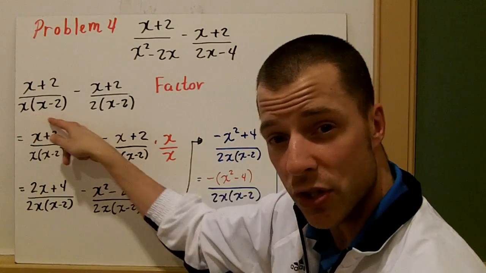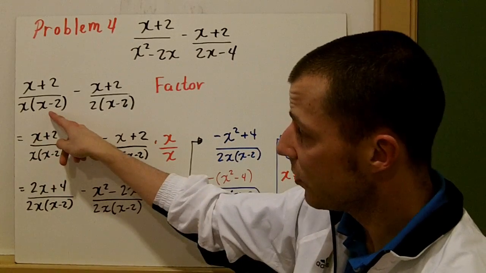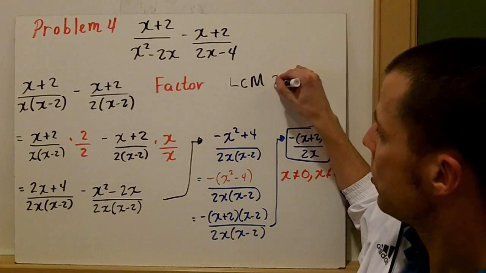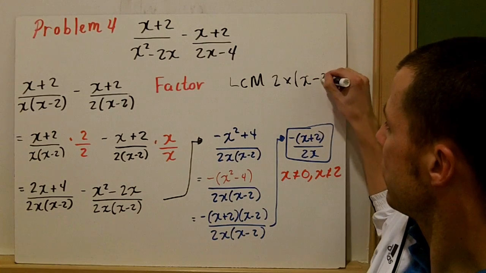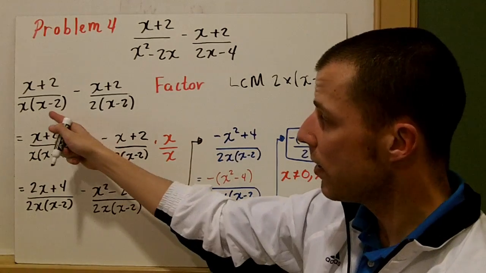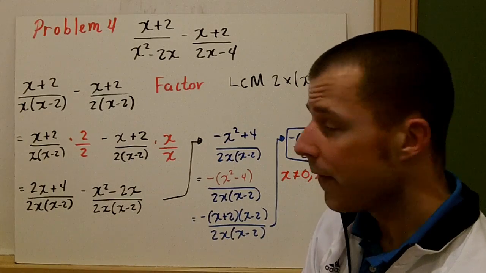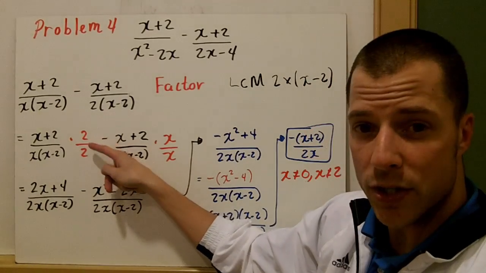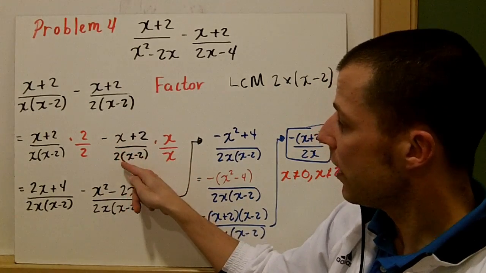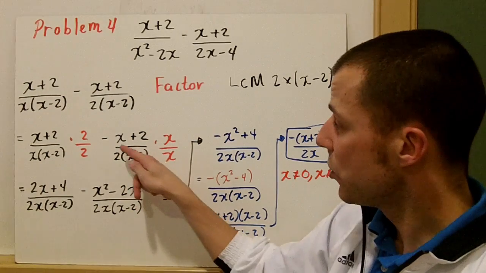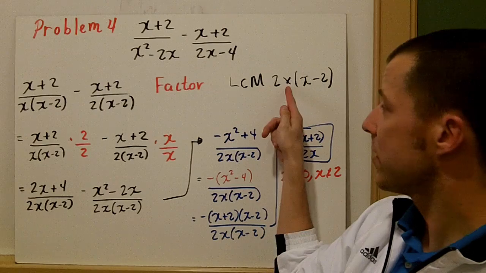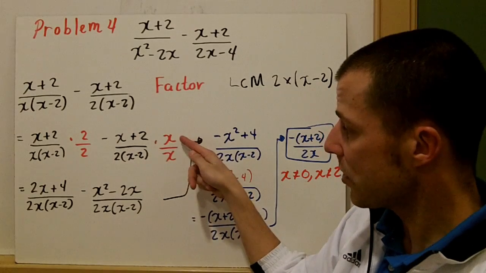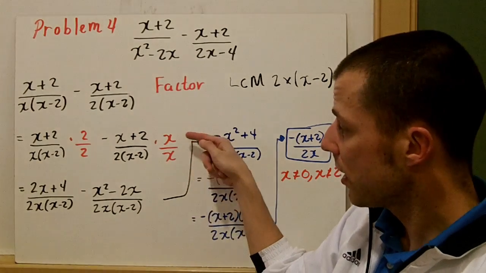Let's look at the first rational expression. Now, you have to look at this and say, well, if the LCM is 2x times x minus 2, you have to ask yourself, what is this missing out of the LCM? And it's missing the number 2. So the numerator and denominator both get multiplied by 2. Now, the second rational expression is just missing the x. You notice 2x times x minus 2. So the second rational expression is missing that x, and that's why this second rational expression gets multiplied by x over x.